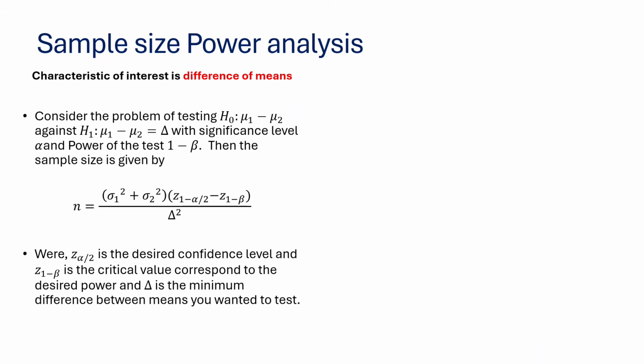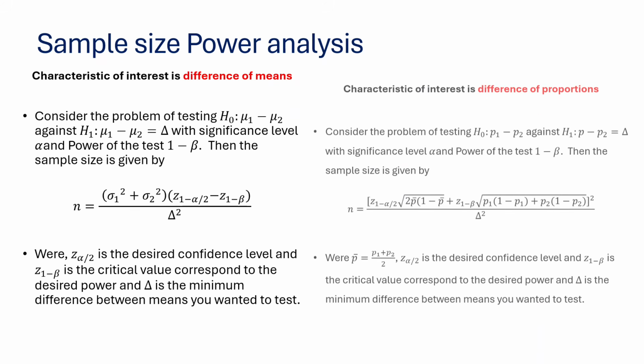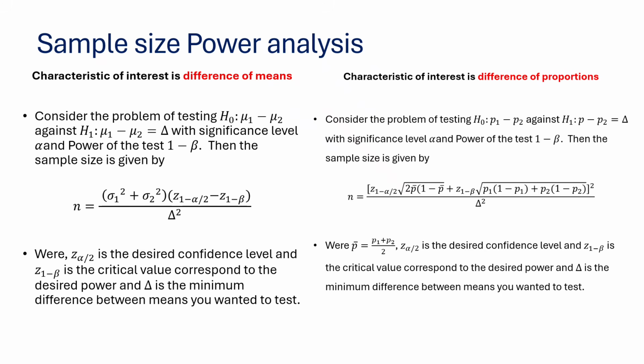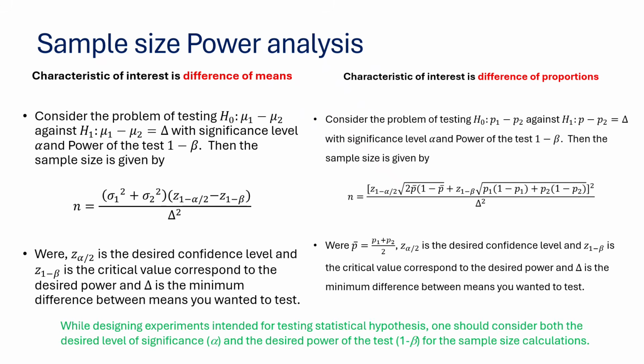And here is the formula for difference of means. And here is the formula for difference of proportions. These formulas are also very common. Many of the social scientists and life science people use this kind of formula because they generally go for estimation and testing simultaneously. While designing an experiment, that's why I told you the context is different here. While designing an experiment intended for testing a statistical hypothesis, one should consider both the desired level of significance and the desired power of the test, 1 minus beta, in the sample size calculation.